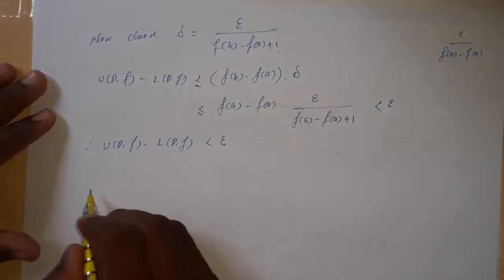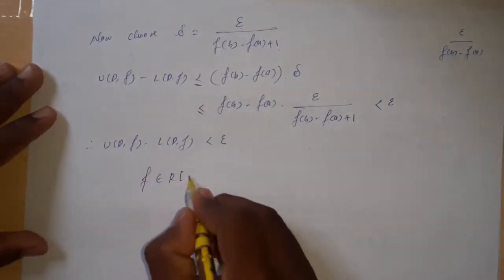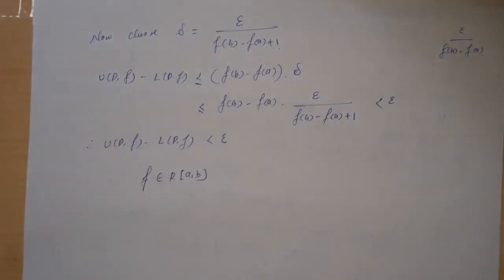Hence, by using the necessary and sufficient condition, we can say that f belongs to R of closed interval AB. So, here we have proved that every monotonic function is Riemann integrable by using the necessary and sufficient condition for R integrability.